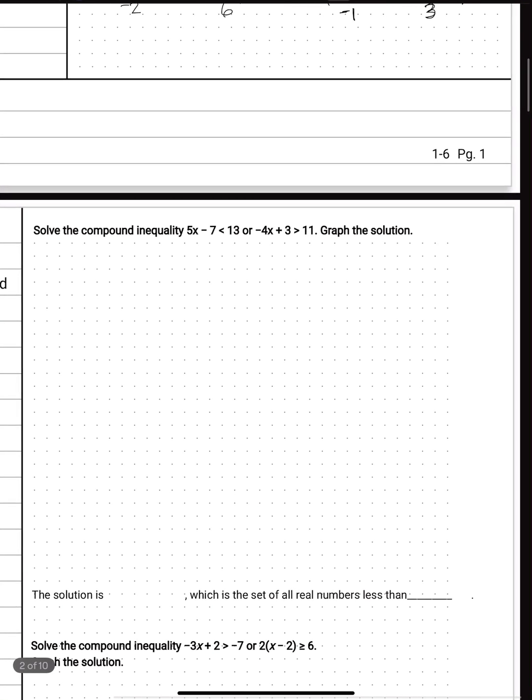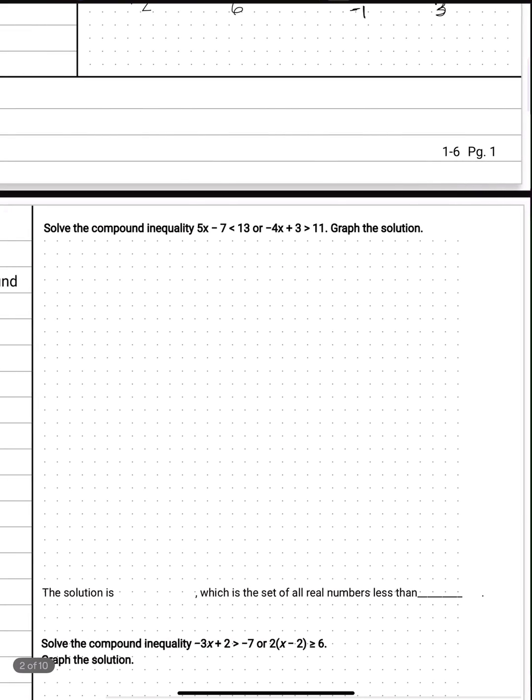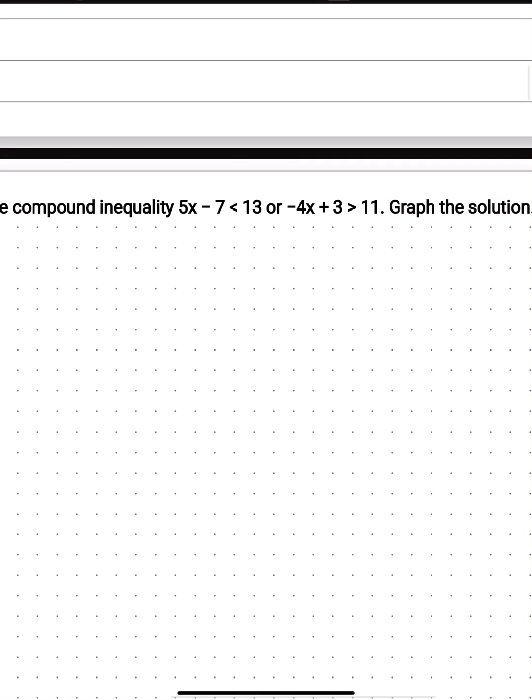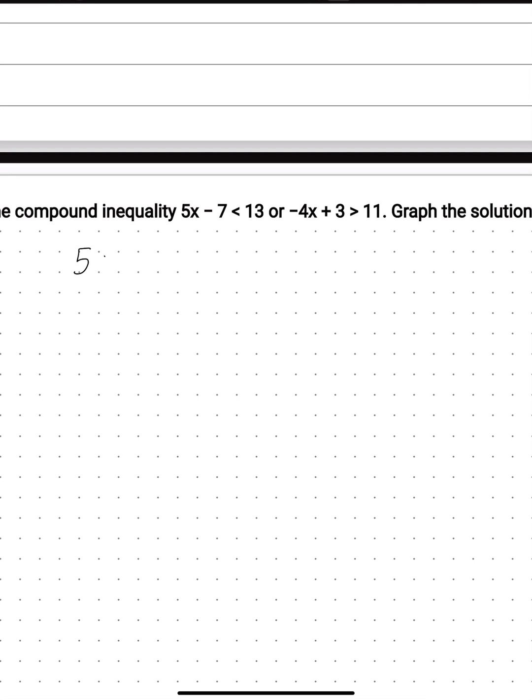So for this first example of part 2, it says solve the compound inequality 5x minus 7 is less than 13, or the solution is negative 4x plus 3 is greater than 11. So we're going to do each piece at a time. We're going to take this first one. We have 5x minus 7 is less than 13.